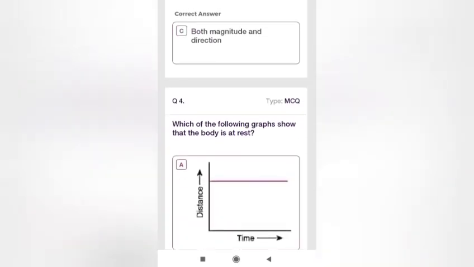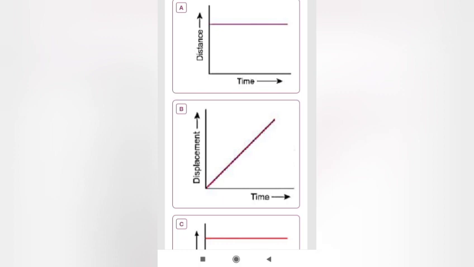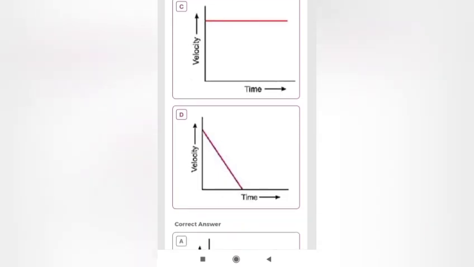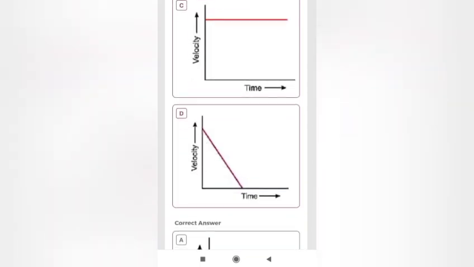Which of the following graphs shows that the body is at rest? In the first figure, the distance is the same. In the second figure, displacement is increasing. In the third figure, velocity is constant. And in the fourth figure, the velocity drops. When the distance covered is the same, the body is said to be at rest because it is not moving. The initial position and the final position are the same. So therefore, the body is at rest. Figure A will be the correct answer.